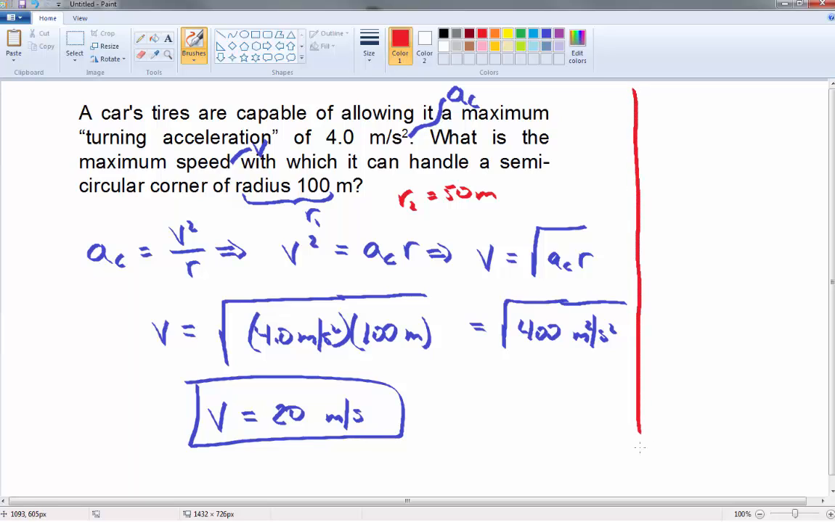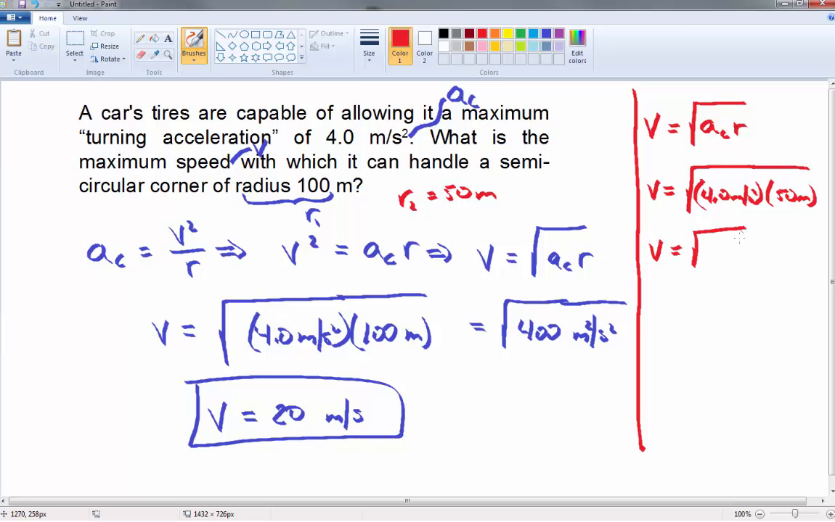Well, again, all of this stuff stays the same. So we can still use V as A times R square rooted. And so now we have the square root of 4.0 meters per second squared times 50 meters. So now V is going to be the square root of 200 meters squared per second squared. So that gives you 10 times the square root of 2. If you plug this into your calculator, you'll get V is approximately equal to 14 meters per second.